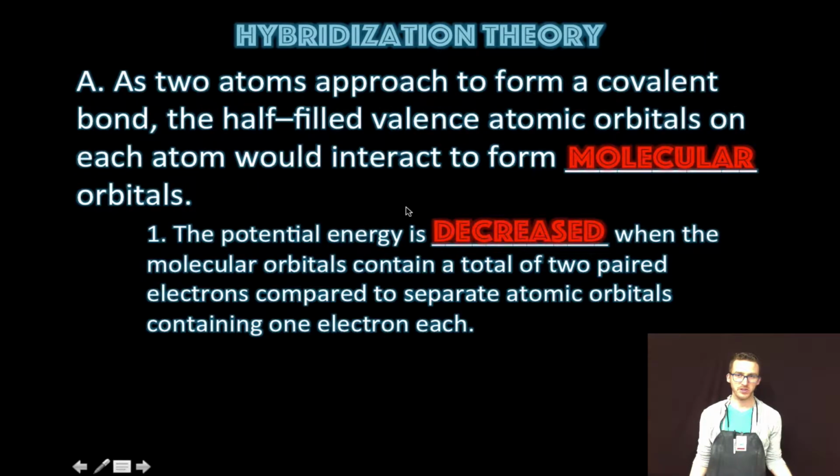Alright, so to start, just recognize that as two atoms approach to form a covalent bond, the half-filled valence atomic orbitals, generally s and p orbitals, on each atom interact to form molecular orbitals. In other words, the atomic orbitals on the atoms interact to form molecular orbitals in the molecule. And recognize that atoms come together to form bonds because the potential energy is decreased when those molecular orbitals contain a total of 2 paired electrons compared to the separate atomic orbitals containing 1 electron each. The whole goal of bonding is to decrease the amount of energy used.